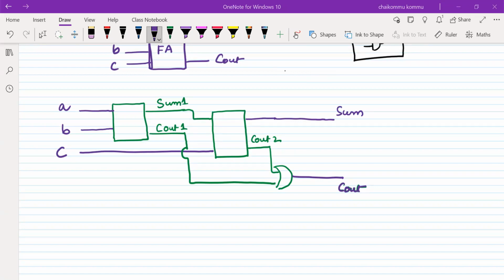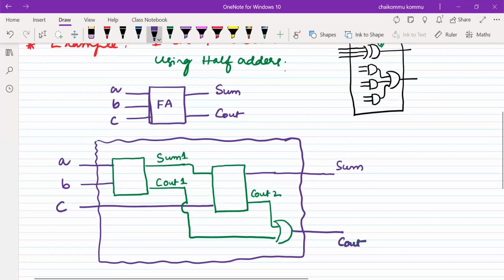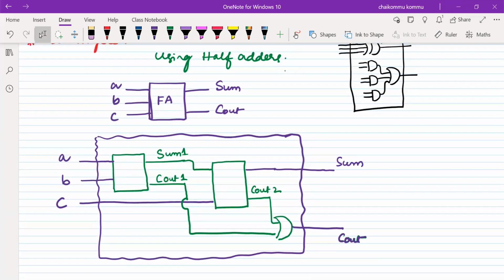Okay, so now this is the inside of your full adder. Is it clear? So what is the full adder consisting of? Not only the direct gates that are available, there are also other possibilities. This is the half adder HA. This is the half adder HA. I'm using the half adders to construct this one.